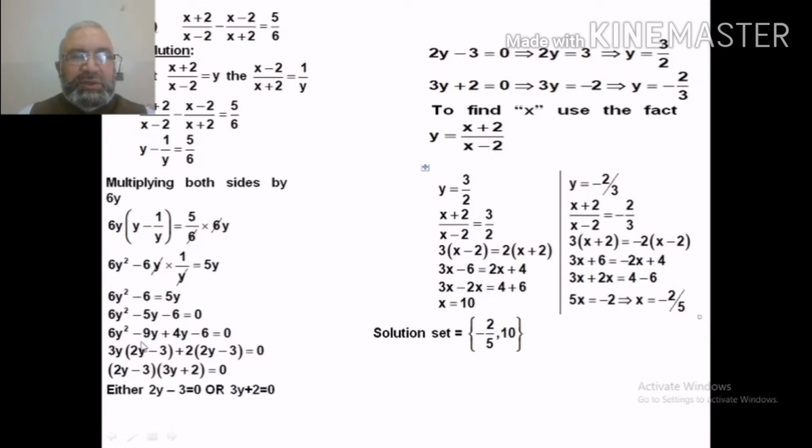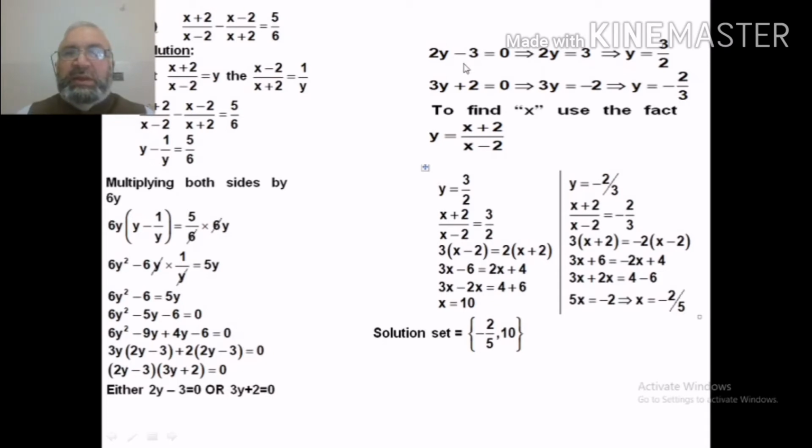So writing these two terms, instead of minus 5y, 3y is common in the first two terms. In the next two terms, 2 is common, and we get 2y minus 3, the same factor. So 2y minus 3 is again common, and we get 3y plus 2 is equal to 0. So if the product of two factors is equal to 0, then each factor is equal to 0: either 2y minus 3 is equal to 0, or 3y plus 2 is equal to 0.